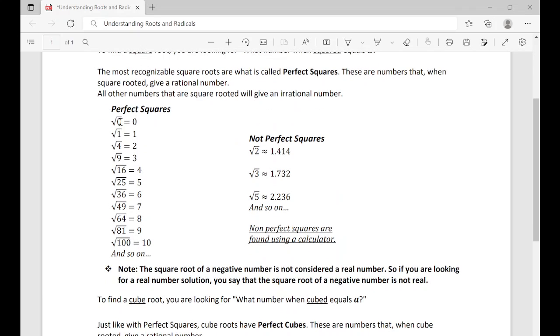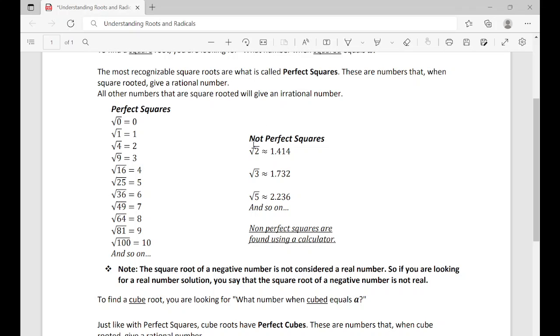So here's a list of the first few perfect squares from 0 to 10. And these are the nice ones that you should memorize to help calculations later on. There's many more, but these are the most common ones you should run into.